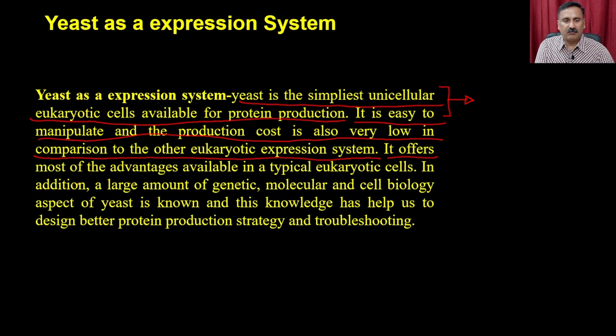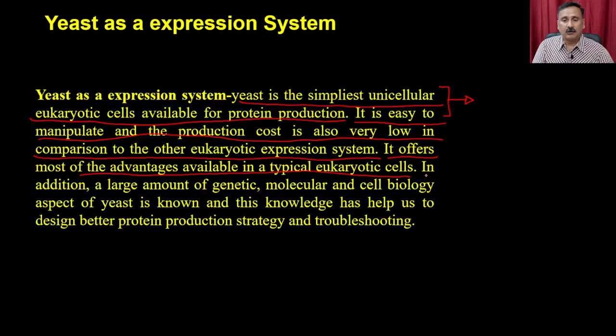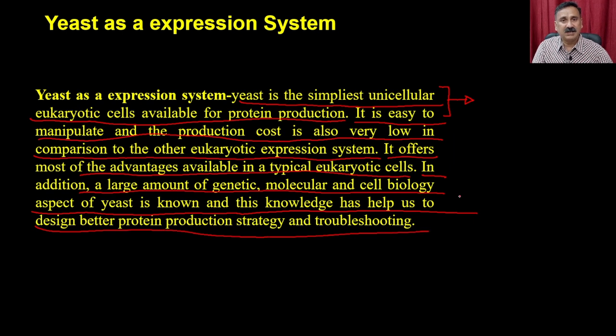It offers most of the advantages available in a typical eukaryotic cell, right? It has eukaryotic machinery, the nucleus, and all the other organelles present in a eukaryotic system. In addition, it can also provide glycosylation of the protein, which is an added feature. A large amount of genetic, molecular biology and cell biology knowledge of yeast is available, and this knowledge has helped us design better protein production strategies and troubleshooting.